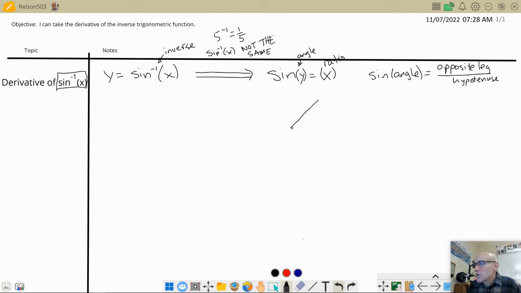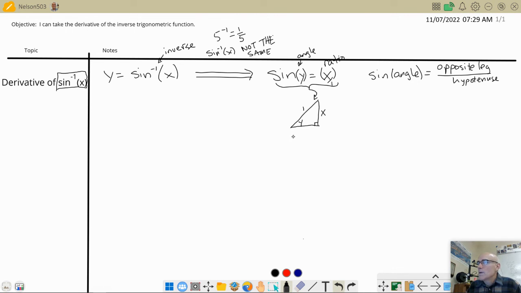So let's say you just had a triangle, and in your triangle, you said, here's my angle, and then this side over here is x, and let's say the hypotenuse is 1. Well, the sine of that angle, the sine of y, is x over 1. So the ratio, I guess I could make this look more like a ratio by writing it as x over 1. It's the opposite leg over the hypotenuse. So this equation is represented in this triangle down here, right?